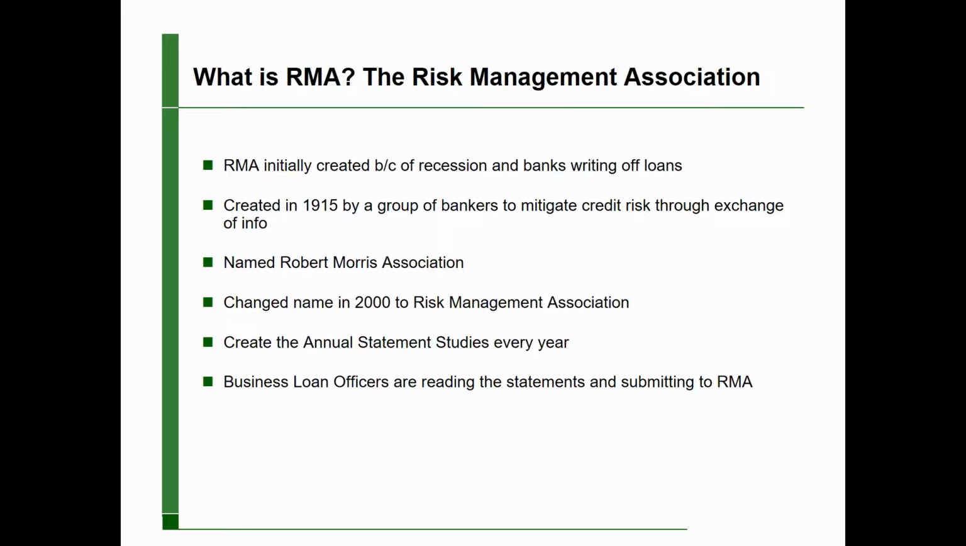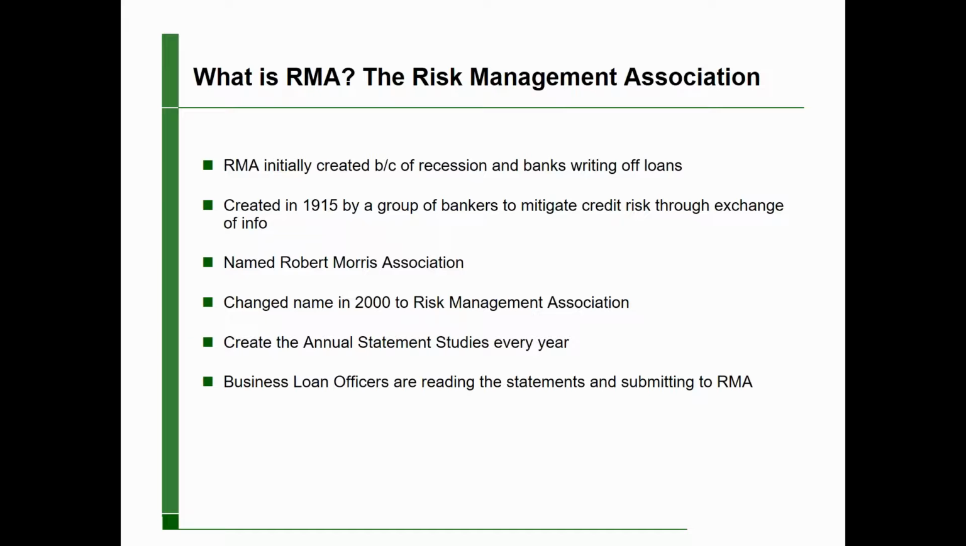So today, well actually last year in 2015, RMA has approximately 2,500 institutional members that include banks of all sizes as well as non-bank financial institutions. And they are represented by 18,000 risk management professionals who are chapter members in financial centers throughout North America, Europe, and the Asia Pacific. RMA produces the annual statement studies every year. Financial ratio benchmarks derived directly from more than 250,000 statements of financial institution borrowers and prospects.